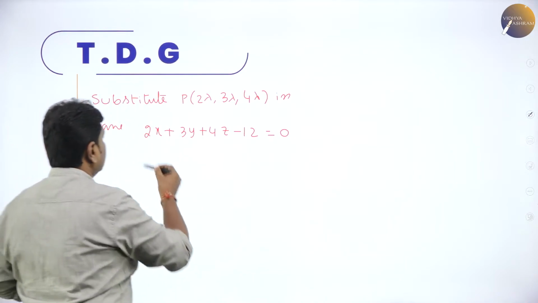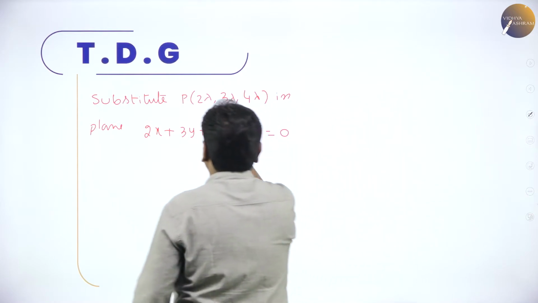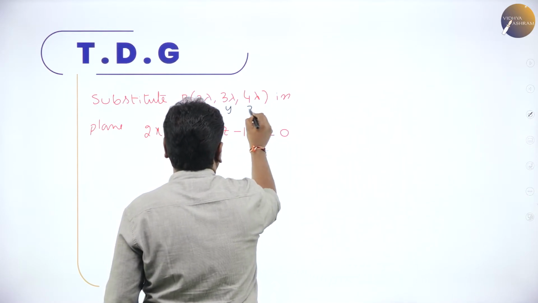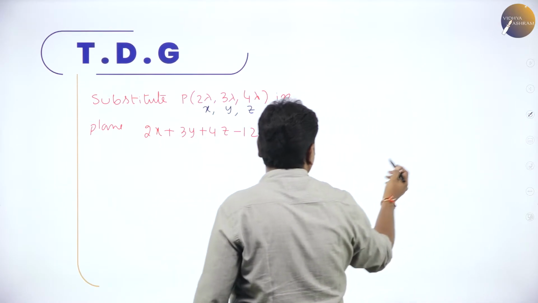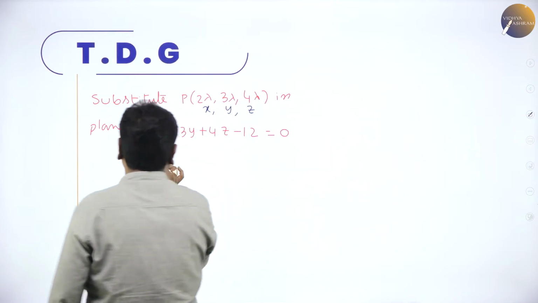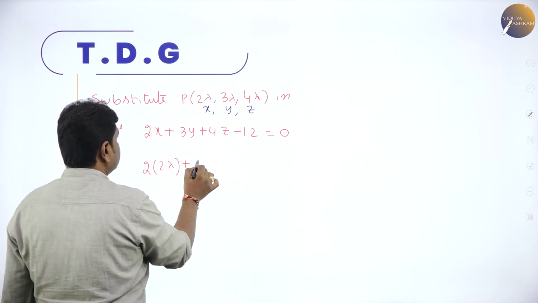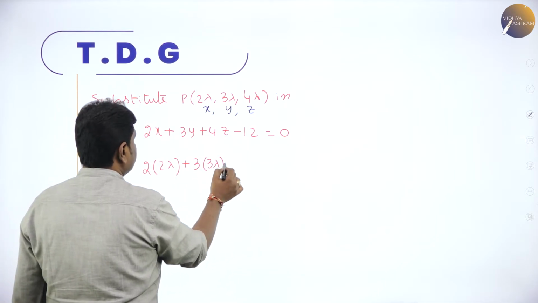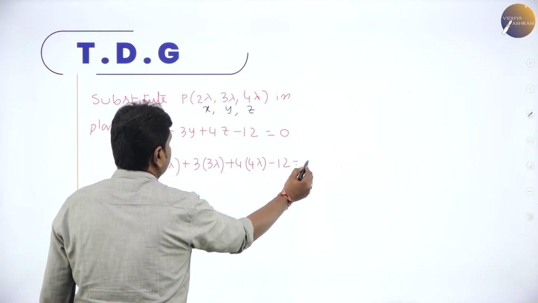So now here, what are the x, y, z values? Here you can see this is x, this is y, this is z. Substitute them in the place of x, y and z. Now 2x means 2 times x, which is 2 times 2 lambda, plus 3 times 3 lambda plus 4 times 4 lambda minus 12 equal to 0.